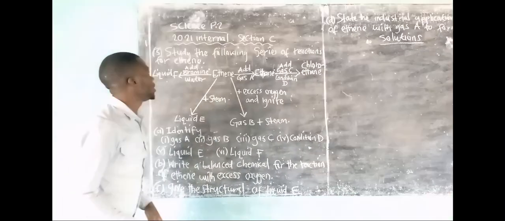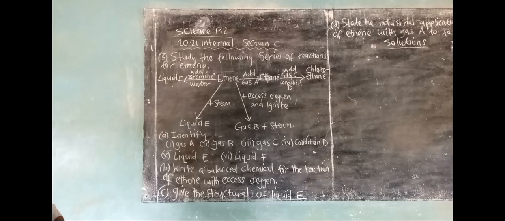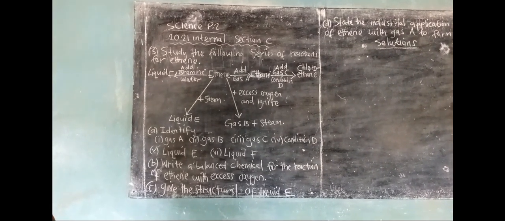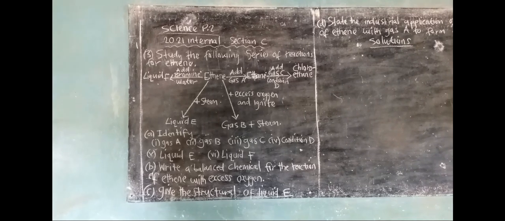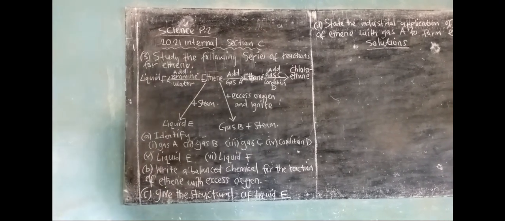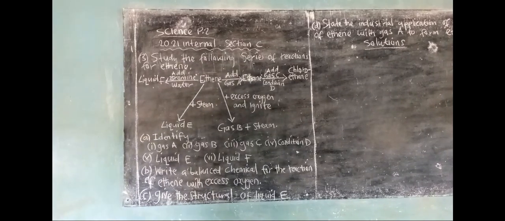Okay. So we have the question there on the board. The question is coming from Science Paper 2. That is the chemistry part, which is the 2021 internal section C, question 3. Okay. Let's get straight to the question.